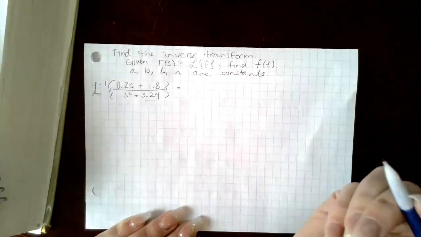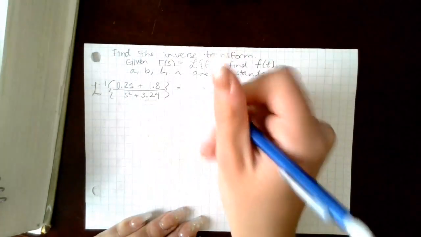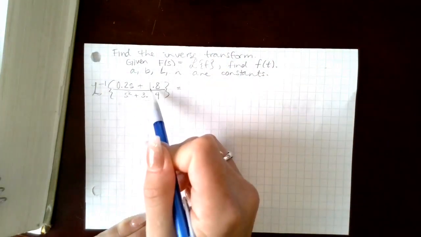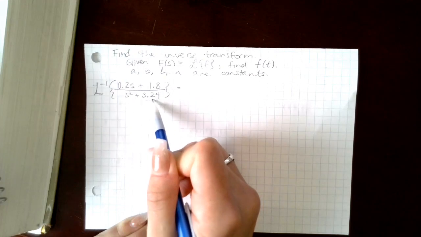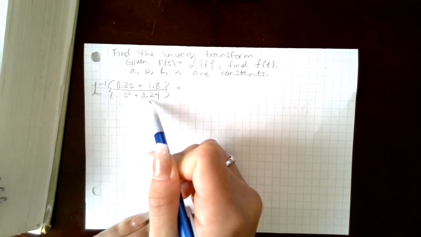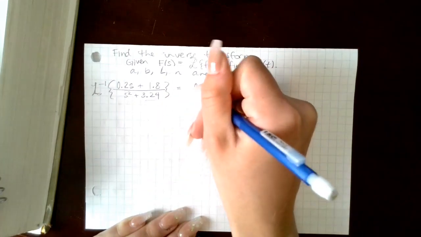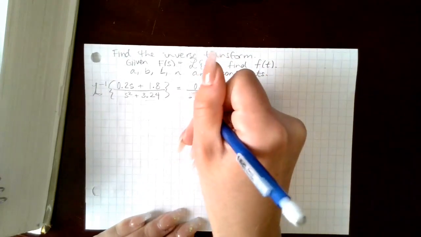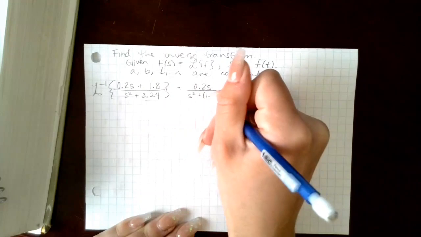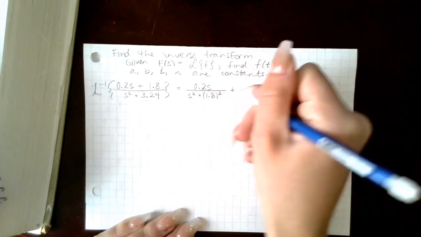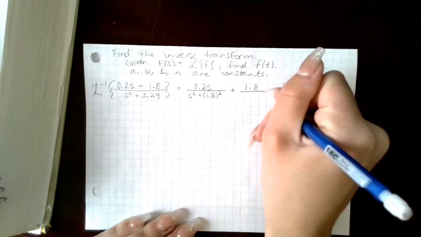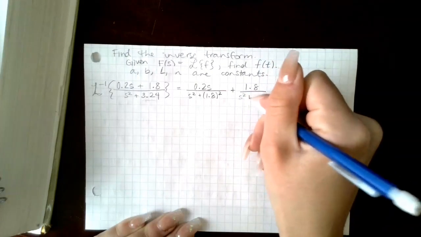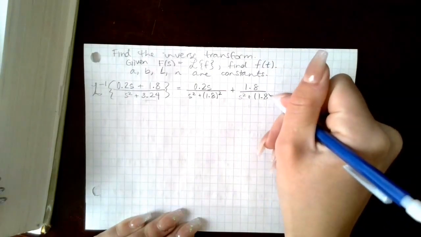So I'm going to do two steps in one. I'm going to break the numerator up into two separate fractions, and then I'm going to rewrite the 3.24 as 1.8 squared. So we're going to end up having 0.2s over s squared plus 1.8 squared plus 1.8 over s squared plus 1.8 squared.